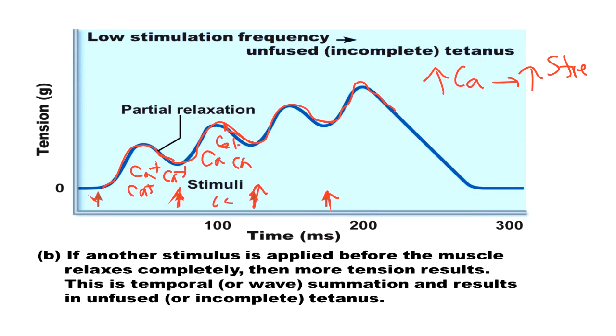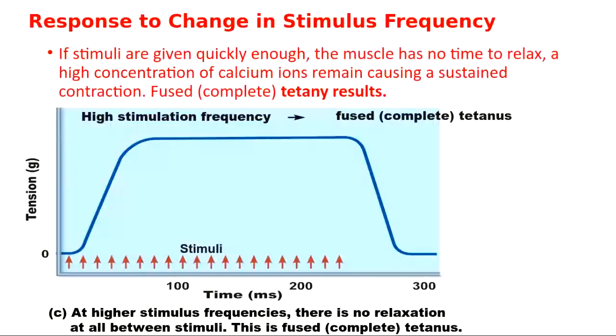Okay? So this continues to happen, creating a progressively stronger and stronger contraction until the peak of tension that muscle can produce is reached. This is called incomplete tetany, and that is important. Incomplete tetany is the name of this event.